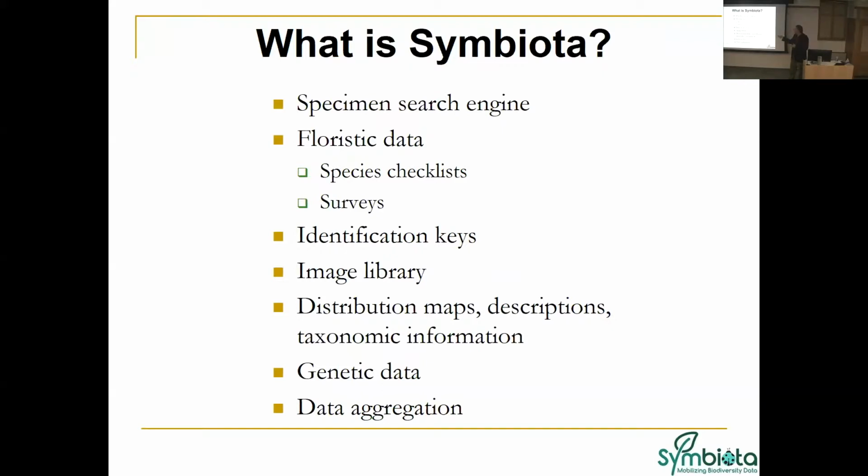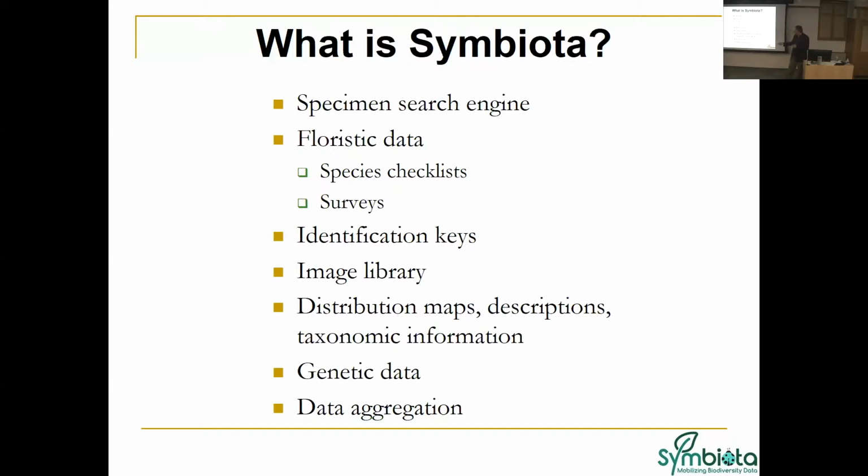It serves a lot of different floristic data through specimen checklists and surveys. It has built-in identification keys. It has this massive image library. You can produce different types of distribution maps, which I'm going to show later in my talk today. You can produce descriptions. It has a host of other different taxonomic information.